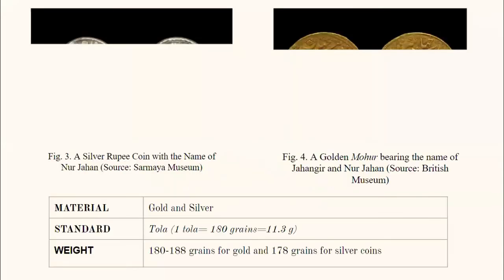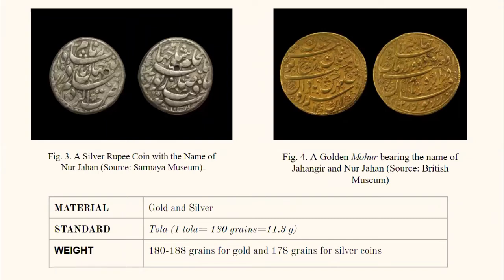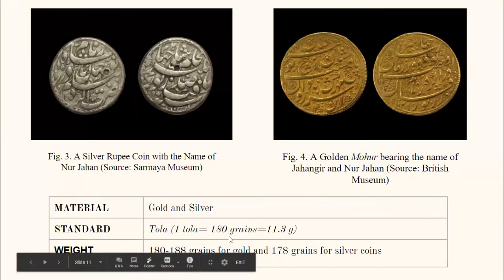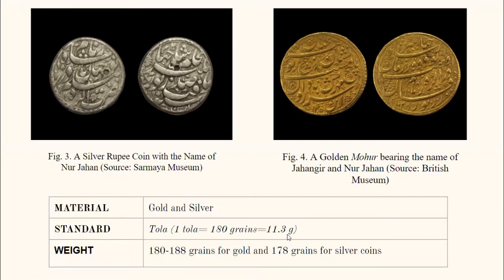Coming to the couplet coins of Nur Jahan, which are of particular importance to us. As you can see, this image is of the silver coin and this one is of gold. The material used to issue Nur Jahan's coins was gold and silver and not copper. The standard used was the tola, and one tola is equal to 180 grains, that is 11.3 grams. The weight of the coins was similar to those of the imperial coins of Jahangir, that is 180 to 188 grains for gold and 178 grains for the silver coins.